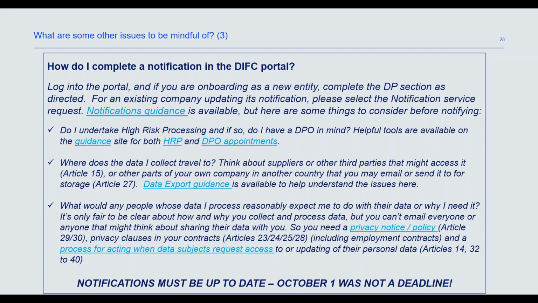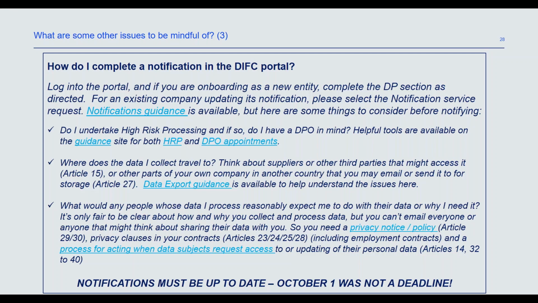You have to think about what any people whose data I process would reasonably expect me or my company to do with that data. So you see, you would need a privacy notice or policy on your website and privacy contracts in your clauses. And I've noted the articles that you want to look into there as well. And again, notifications must be up to date in accordance with the regulations.